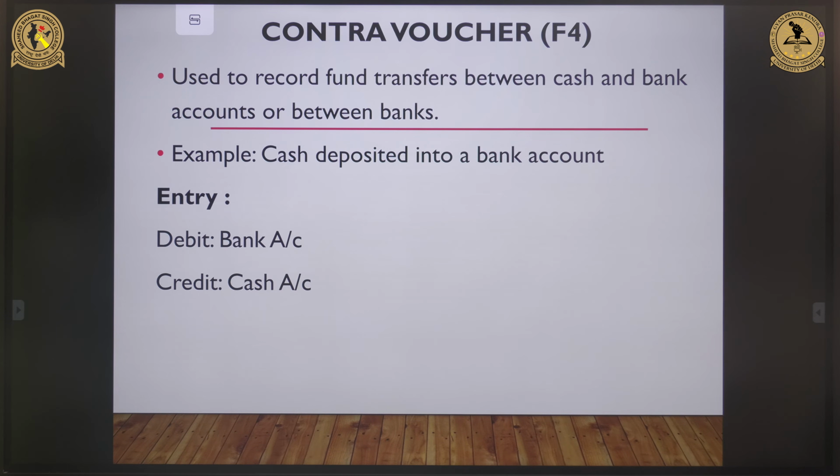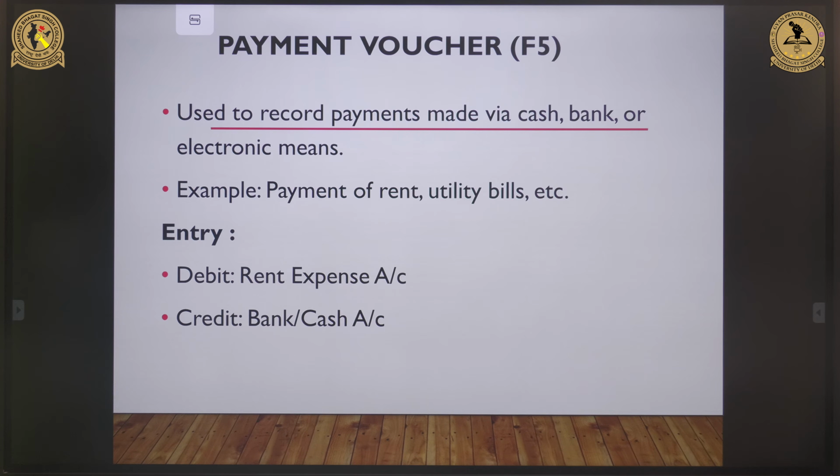the cash account. Then another voucher, that is the payment voucher, which is used for recording payment made through cash or the bank. For example, if you pay 5,000 for the rent, in that case the entry will be rent expense account debit to cash or bank account. This voucher is important for tracking the expenses.